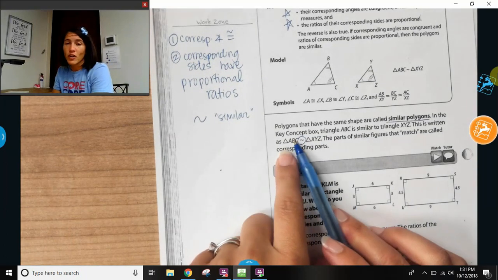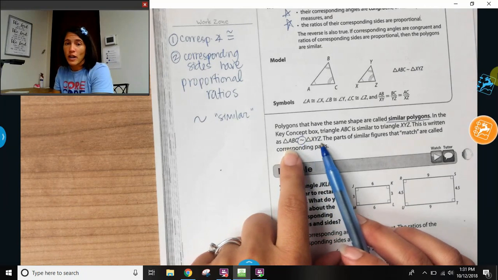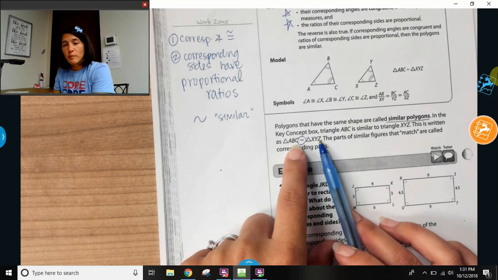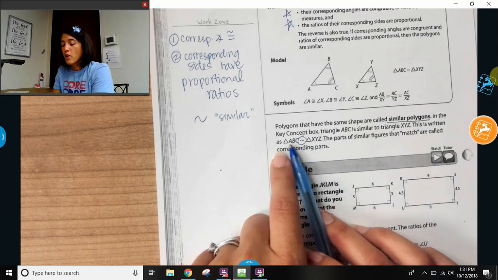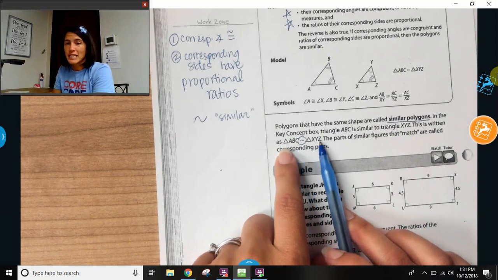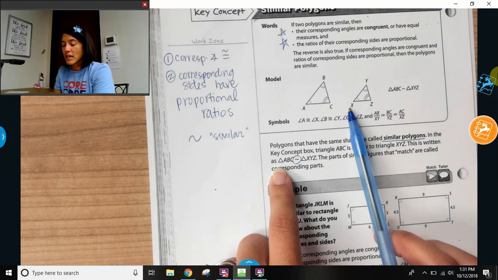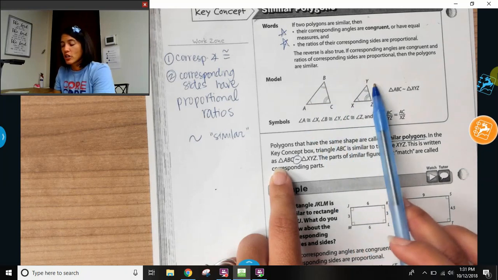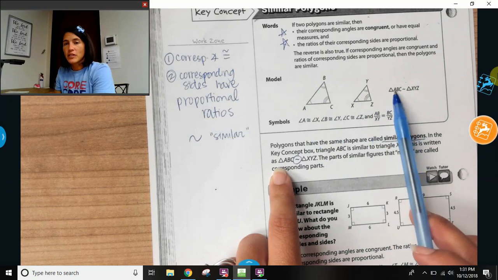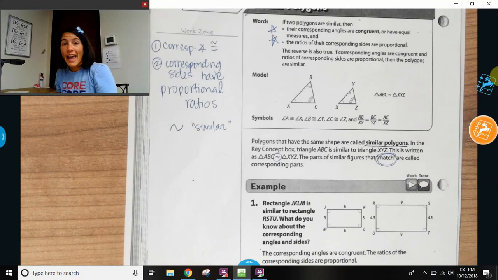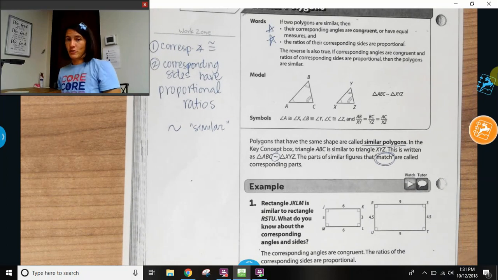So right here it says triangle ABC is similar to triangle XYZ. And when the letters are matched up like this, see the word matched, those are corresponding parts. So A corresponds to X, and B corresponds to Y, and C corresponds to Z. So you can see it up here, A and X, they're congruent. B and Y, because those are angles, they're congruent. And then C and Z, because again, their letters match up. So angles are congruent, sides are proportional.